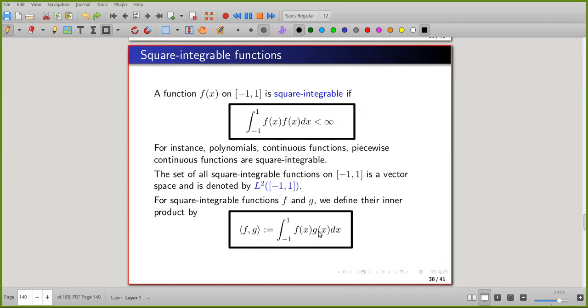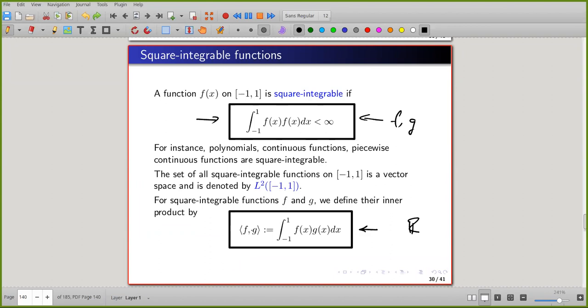Once again, to define this inner product, we need to check a few things. Suppose I'm given square integrable functions f and g, which means f and g satisfy this condition, then this thing is actually a real number. It should not happen that f and g satisfy this nice property, but when I multiply them and integrate them from minus 1 to 1, I get something which is infinite. So we have to say that.